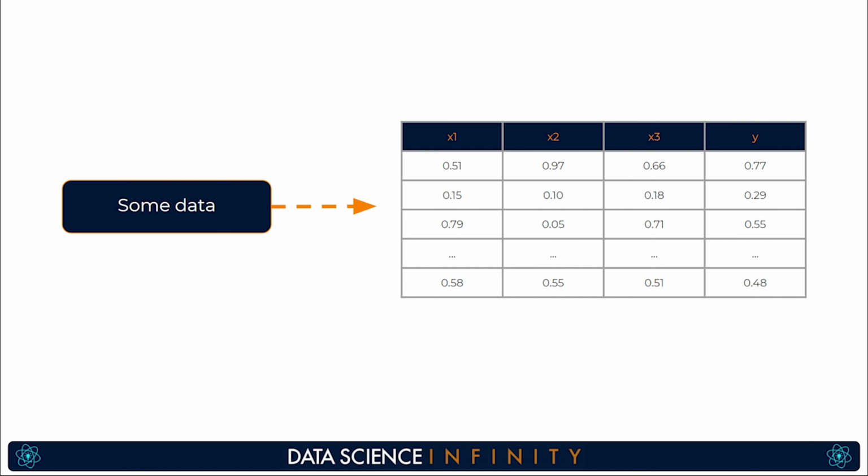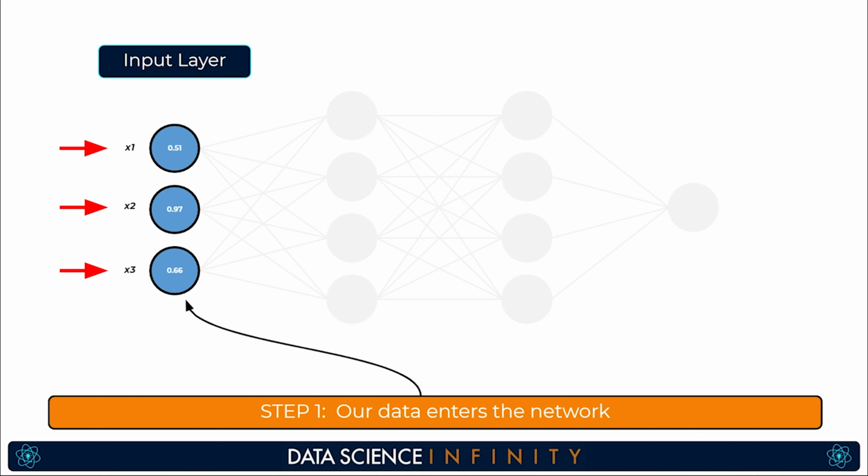So let's do this. Step 1. From our data, the feature values from the first row or observation, so 0.51 for x1, 0.97 for x2, and 0.66 for x3, enter the network here in what is known as the input layer. Each one of these blue circles in our input layer would be used to represent the data from each one of those features or input variables.